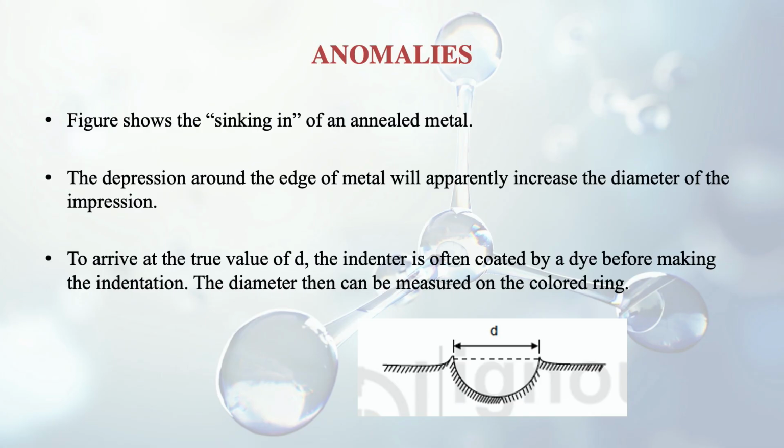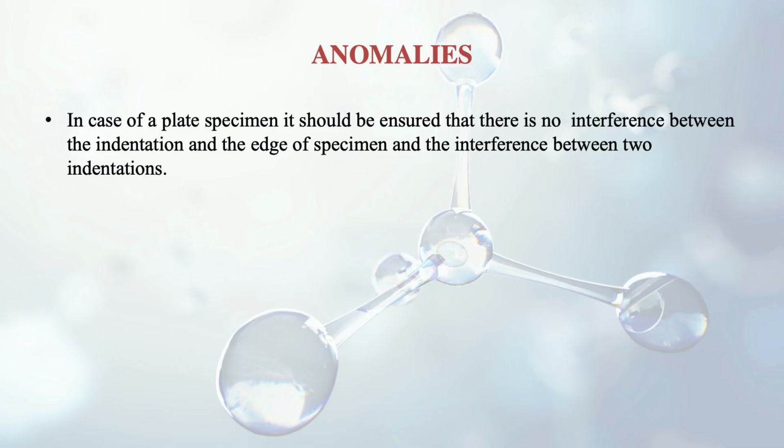To arrive at the true value of small d, the indenter is often coated by a dye before making the indentation. What happens due to this coating? The diameter can then be measured on the colored ring. Similarly, in case of a plate specimen, it should be ensured that there is no interference between the indentation and the edge of the specimen, and no interference between two indentations.